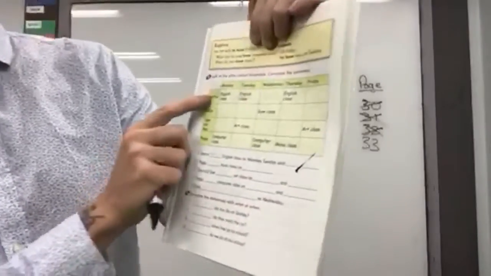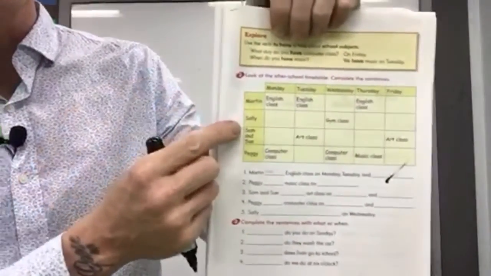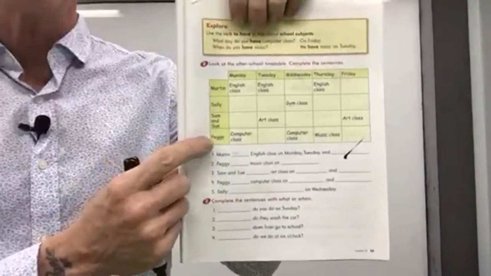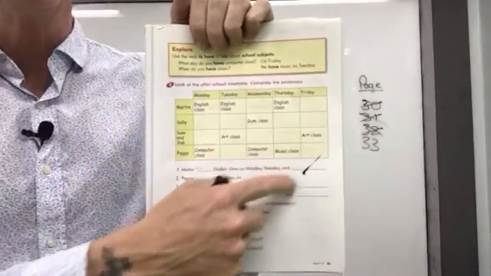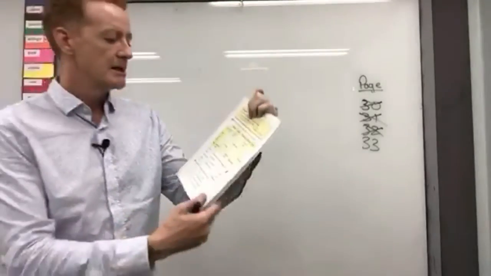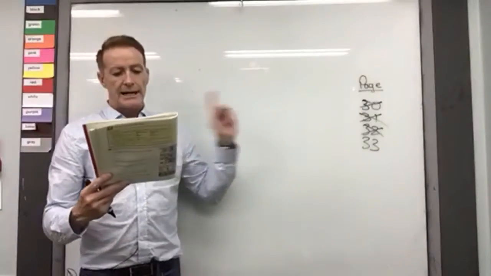All right, have a look at this side. Now we have a big chart here. And we have some people. We have Martin, we have Sally, we have Sam and Sue, and we have Peggy. And this is what they do, Monday, Tuesday, Wednesday, Thursday, and Friday. These are the classes that they go to. And we have to answer some questions here. So let's answer question number 1.